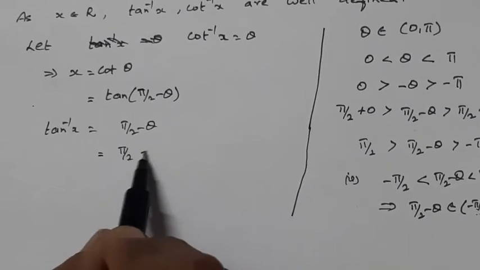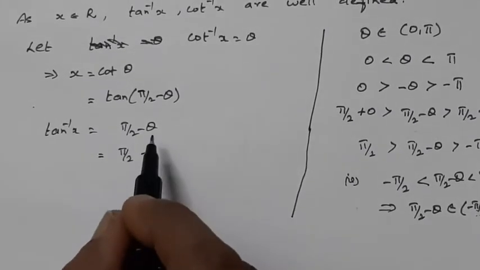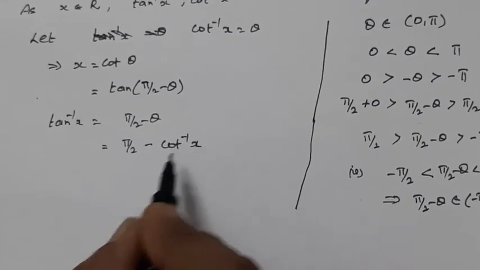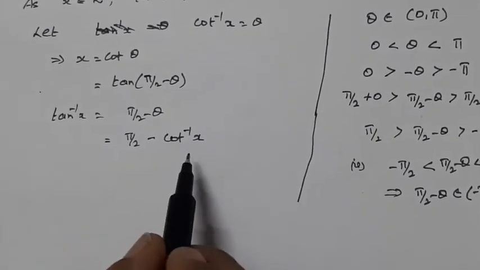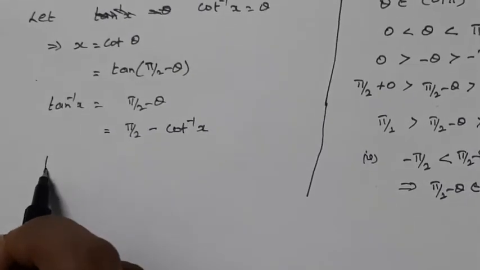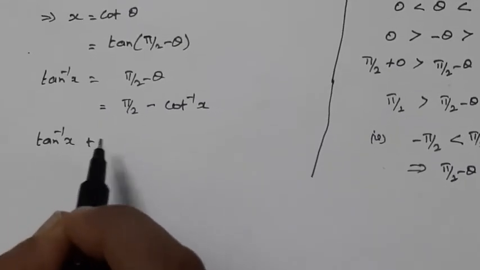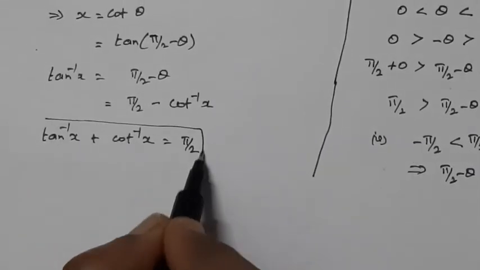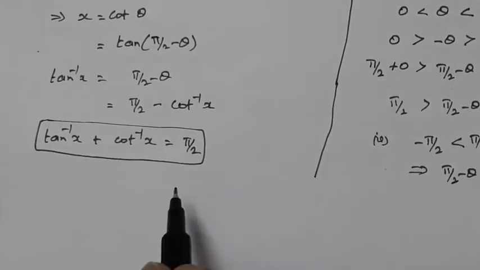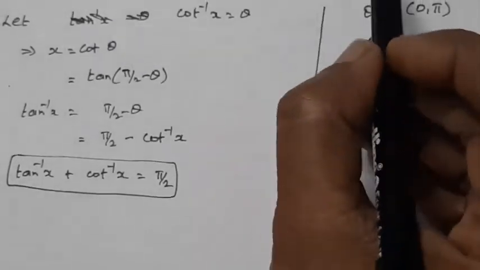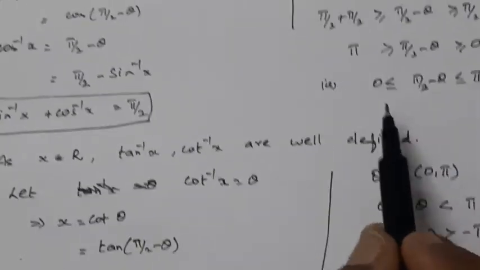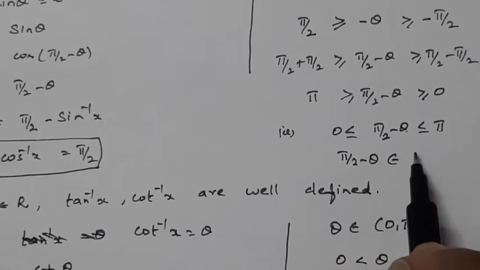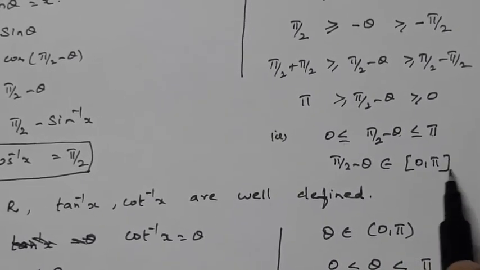Now replacing this theta by cot inverse of x, we have tan inverse of x is equal to pi by 2 minus cot inverse of x, and then rearranging we have tan inverse of x plus cot inverse of x is equal to pi by 2. Do you understand this? Here you can even write that this implies pi by 2 minus theta belongs to the closed interval 0 to pi.